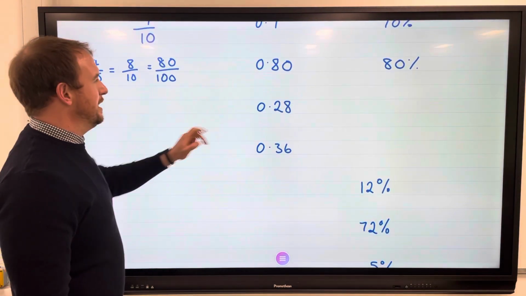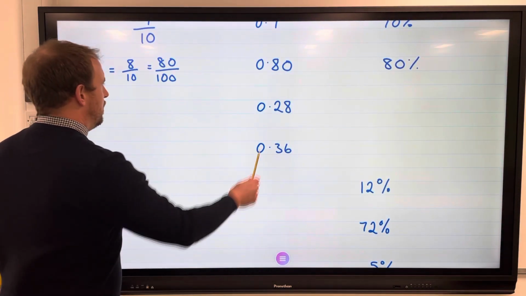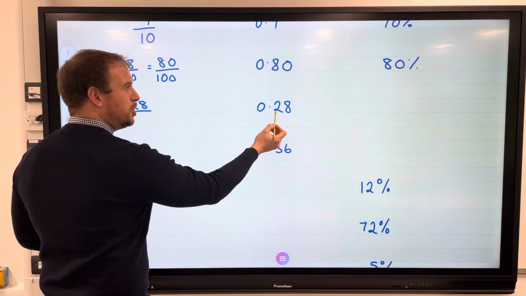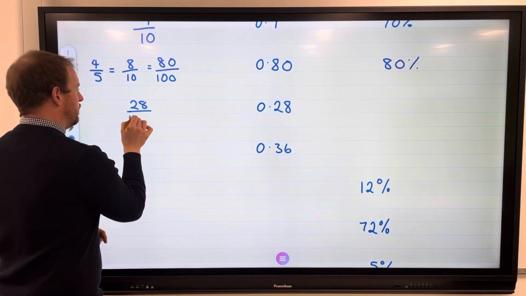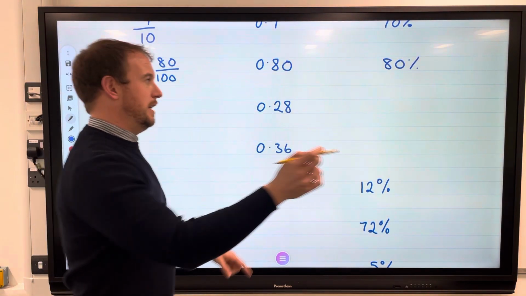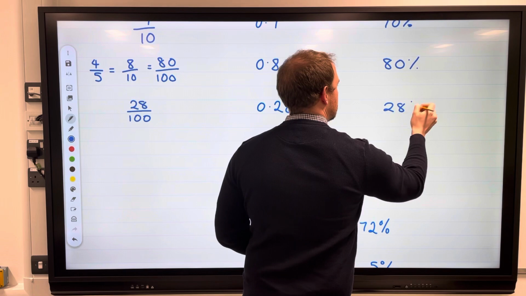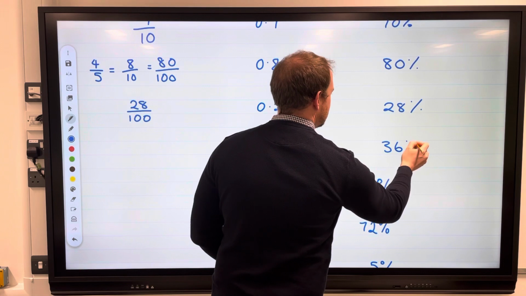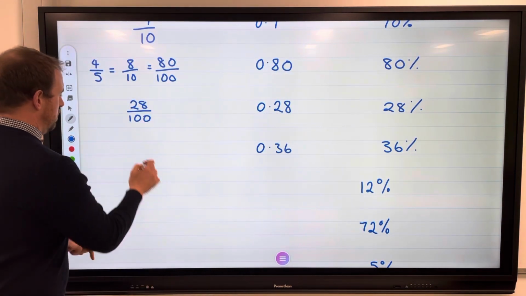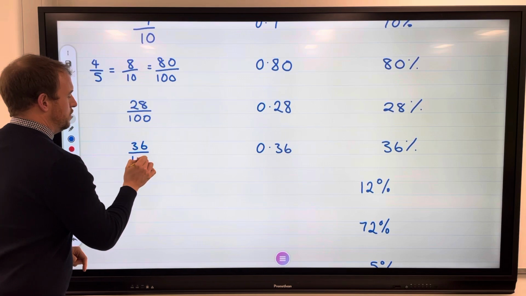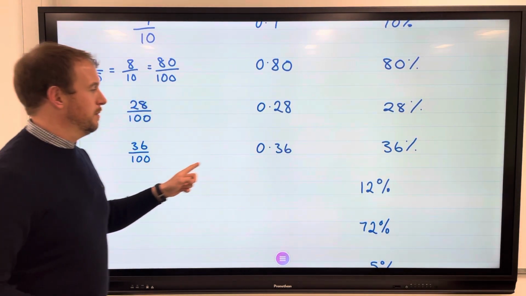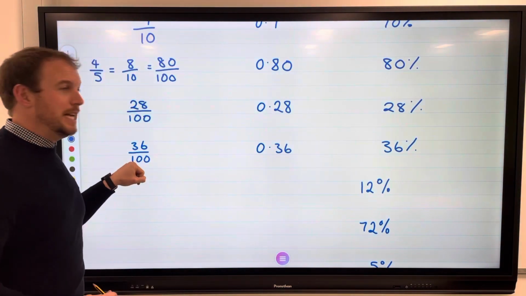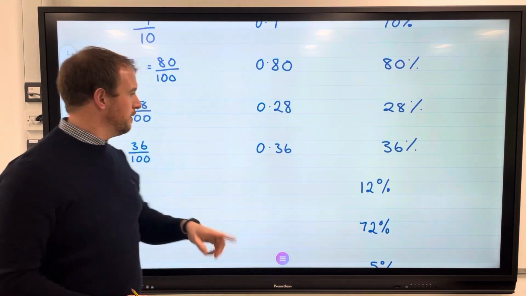How about then if we had 0.28? Well, as a fraction then, that would be 28 out of, remember, 2 decimal places out of 100. As a percentage, nice and easy, 28%. 0.36, well, that's 36%, that part's easy. Over here now, 36 out of 100. Why is it out of 100? Because we have 2 places. However many places, that's how many zeros are around the bottom. Okay, little trick for you.